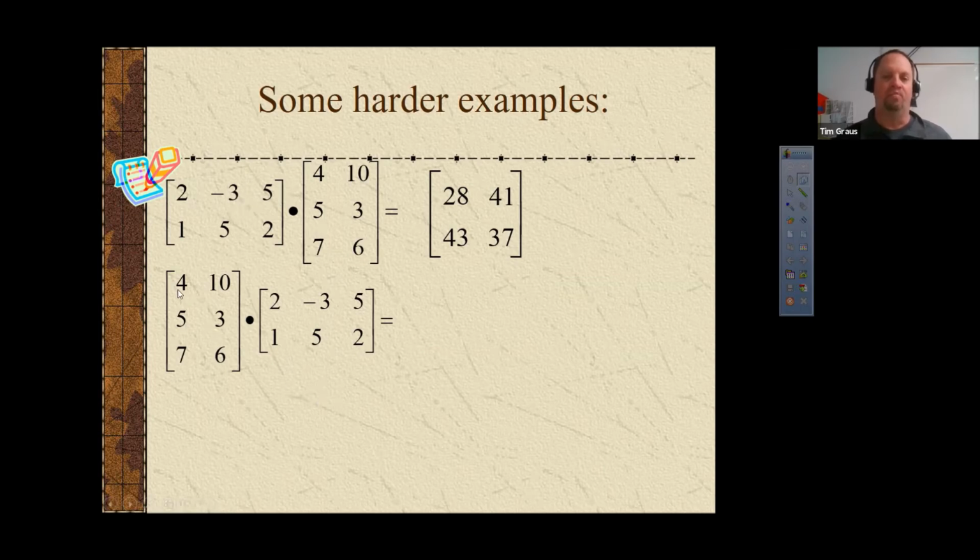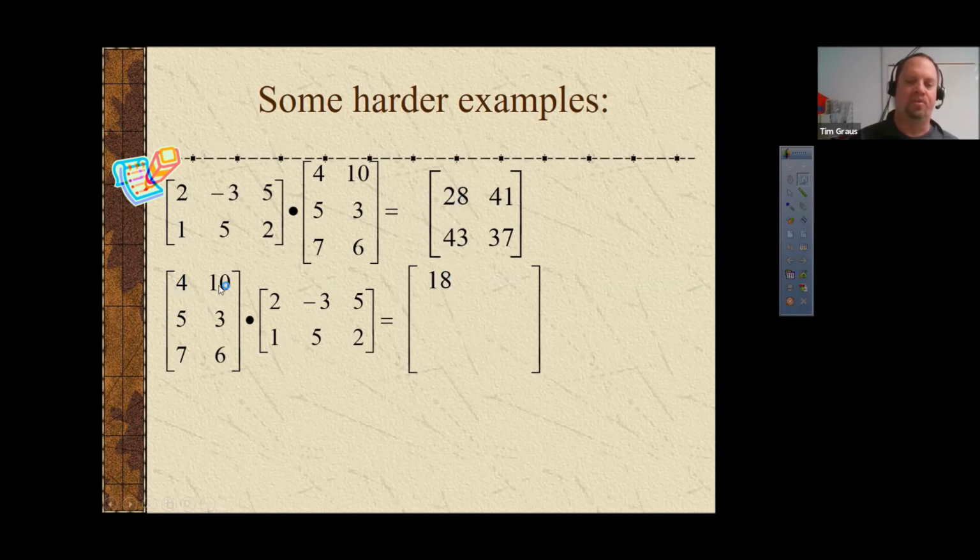So I have to go a row times a column. We always do a row on the left and a column on the right. So I'm going to multiply 4 times 2 and 10 times 1. That gives me 18. Wait a minute. 18 is not 28. These matrices do not have the same thing in the upper left entry. 28 is different from 18. These must not be equal matrices.